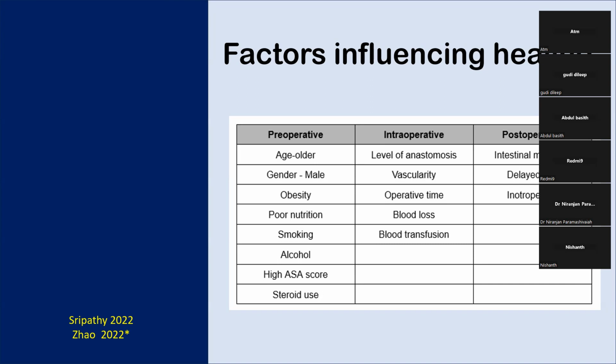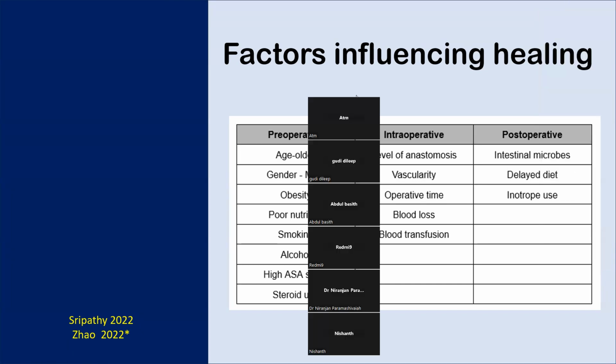And operative time being very long is again a risk factor. Blood loss, because it can indirectly affect the vascularity. If the patient is hypotensive on the table or in the post-op phase, you mentioned here, if you have to use inotropes for a prolonged period of time in your post-op phase, then you're in trouble. That is something that you have to understand.